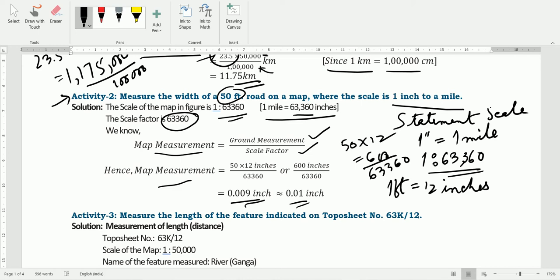On the ground, the width of the road is 50 feet. On the map, the width of the road is what? The width of the road on the map is 0.01 inch. So this is the answer.